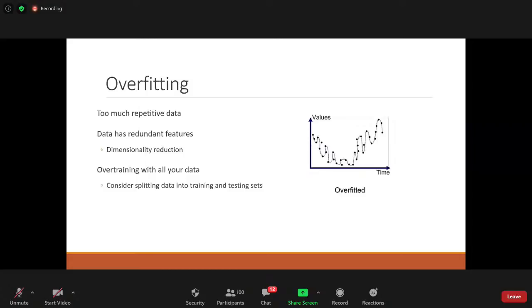This can happen when you have too much repetitive data, which basically means that the machine learning algorithm will focus only on the factors of data that you have at hand. This can also happen when the data has redundant features.